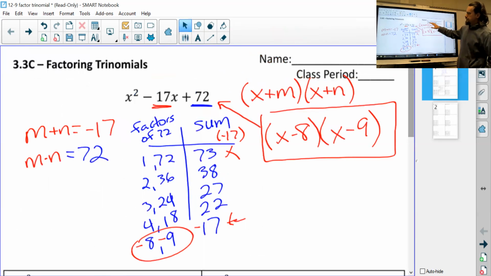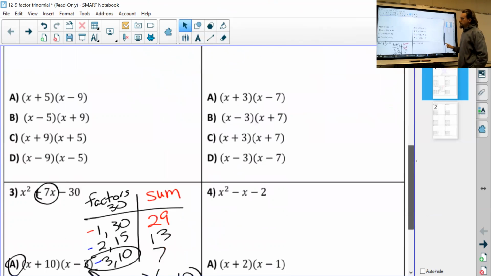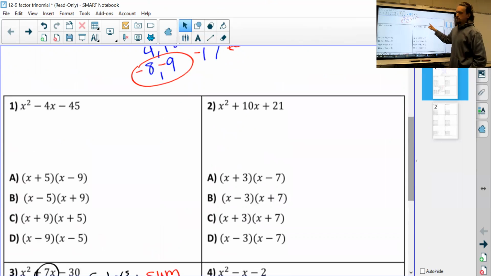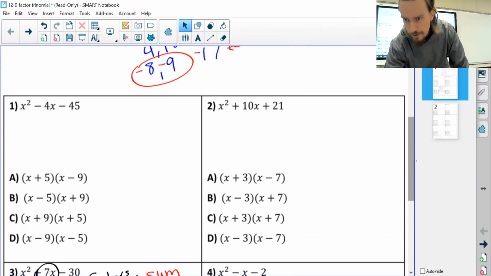The key thing is we want two numbers that multiply to what's at the end and add up to this middle coefficient. That's our factors. If you get stuck, since these are all multiple choice, you could always skip the factoring part, just FOIL out all of your answers and see which one gives you your original function. It's not the most efficient way, but it will get you your answers.